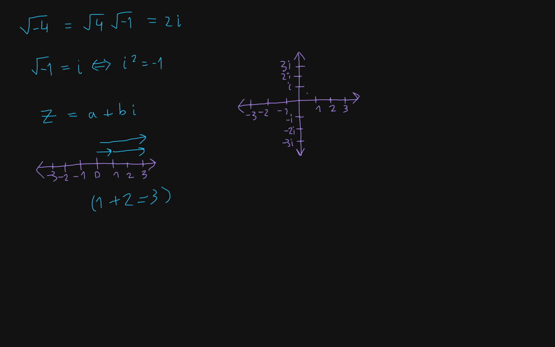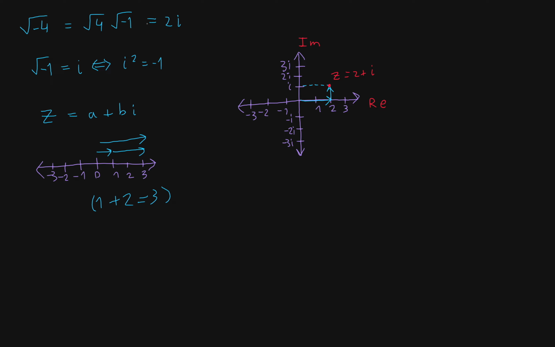Let's say we want to plot the complex number 2 plus i. Let me change the color. We're going to go 2 units right on the real axis and then 1 unit up on the imaginary axis. So then at this point, this is the complex number z equals 2 plus i. So you treat this as the real axis and this is the imaginary axis.